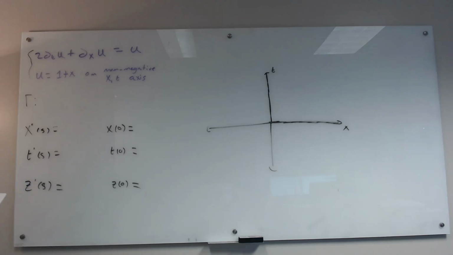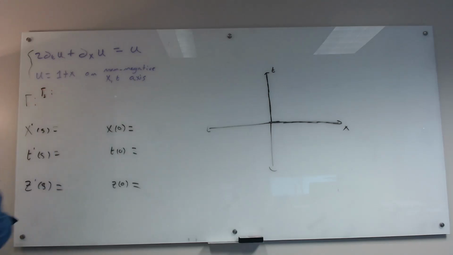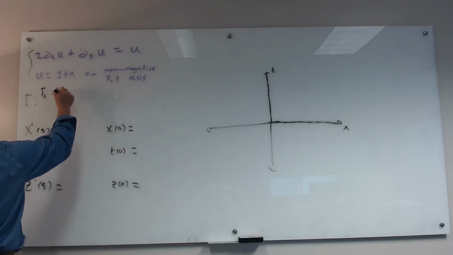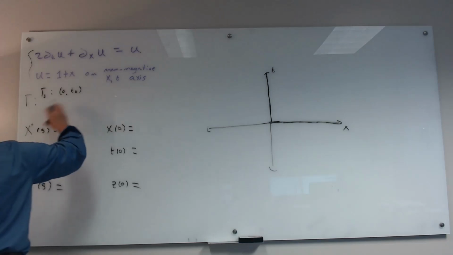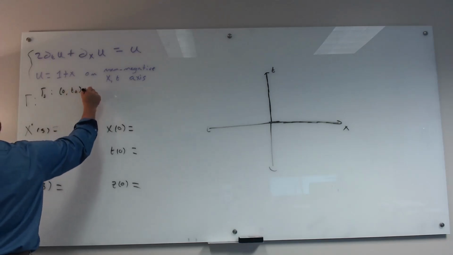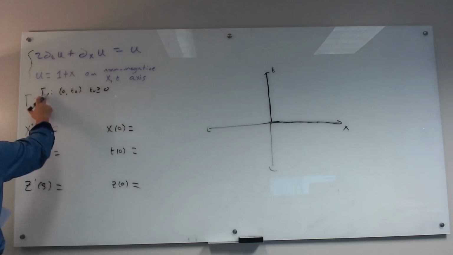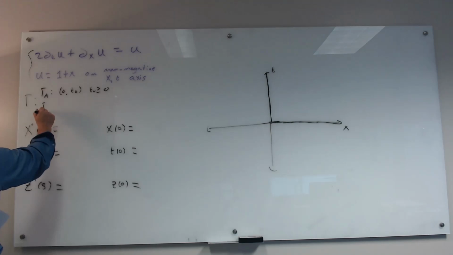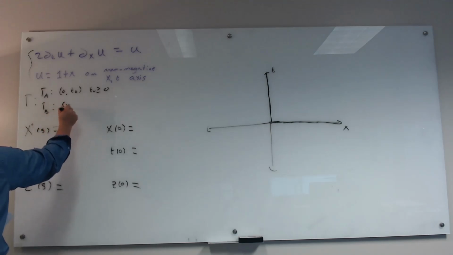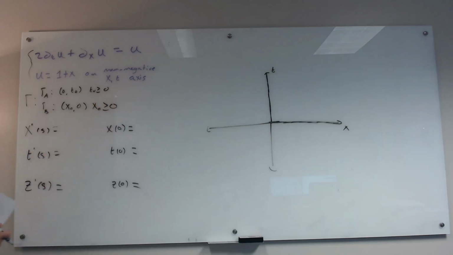Okay, so the parameterization, I'm going to break this into 2 curves. Gamma 1 is going to be the positive t-axis. It's going to be (0, t naught), or the non-negative t-axis, for t naught greater than or equal to 0. And then actually, I'm going to call this gamma A for gamma above. That name will make sense in just a little bit. And then gamma below, (x naught, 0) with x naught greater than or equal to 0.